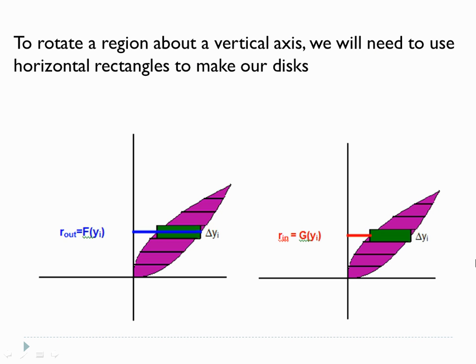Okay, yesterday we rotated regions about horizontal axes. Today we're going to take regions and rotate them around vertical axes. So here are my pictures. If I'm going to create discs around vertical axes of rotation, then my rectangles are going to have to be horizontal, which means my thickness is now dy. So now we're going to take our discs and go this way instead of this way.